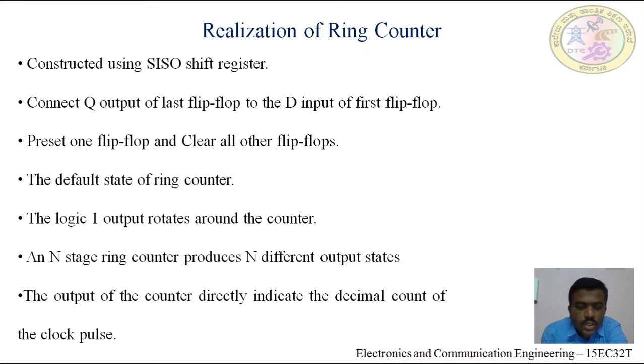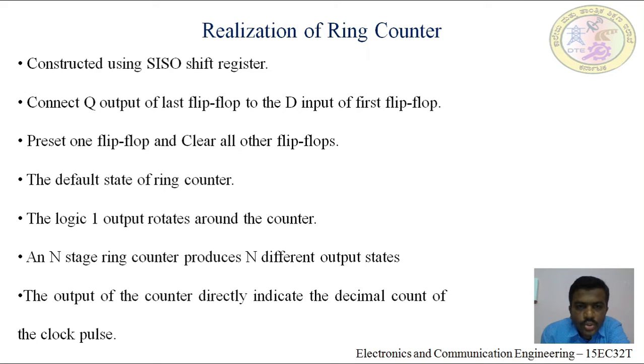The default state of the ring counter is nothing but the output of the first flip-flop set and the output of the remaining flip-flops reset. For example, if we have 4-bit ring counter, then the default state of the 4-bit ring counter is 1000. It means that the output of the first flip-flop is set to binary 1 and the output of the remaining 3 flip-flops are reset.